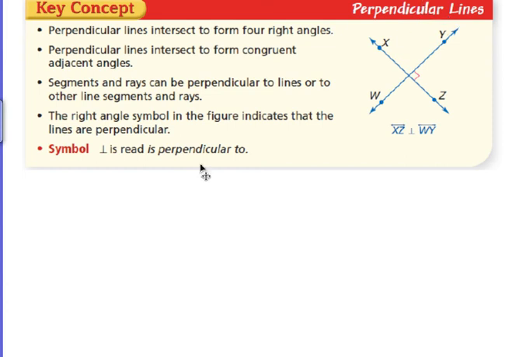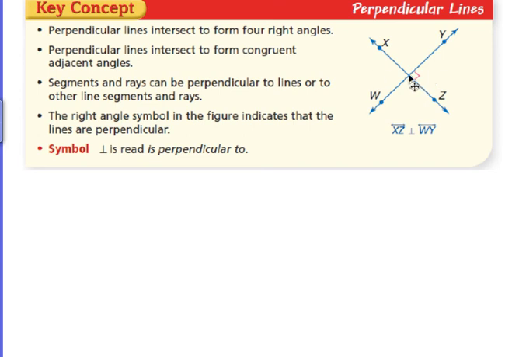Perpendicular lines is simple. This symbol, do not forget it. When you see this symbol here, this reads line XZ is perpendicular to line WY. When you hear the word perpendicular, you always think 90 degrees. And as you can see here, technically we got 4 angles. And if you wanted to, you can say that this angle I'm pointing at is vertical to this one. And this angle to the right is vertical to this one.